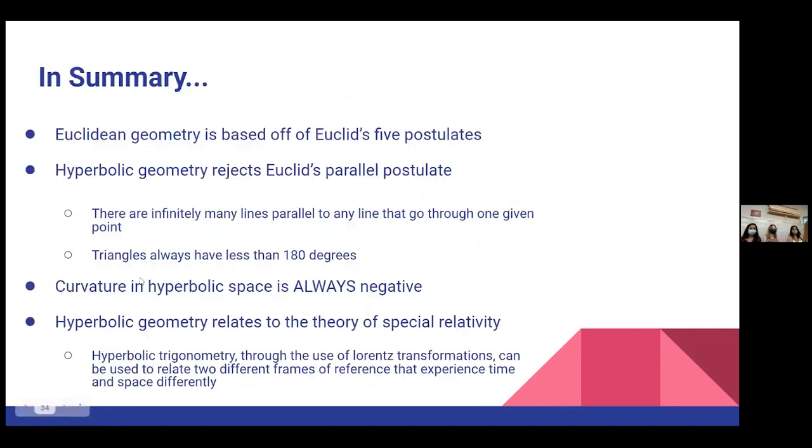Throughout this presentation, we have talked about hyperbolic geometry and its unique characteristics. We started off by defining Euclidean geometry specifically through the use of Euclid's 5 postulates. We really looked at the parallel postulate because that is actually rejected in hyperbolic space, because there are an infinite number of lines that can be considered parallel to any given line. We also talked about how triangles have less than 180 degrees for their angle sums. Both of these principles are partly due to the fact that there is always negative curvature in hyperbolic space. We also looked at an application of hyperbolic geometry with special relativity, and specifically hyperbolic trigonometry through the use of Lorentz transformations can be used to relate 2 different frames of reference that experience time and space differently.